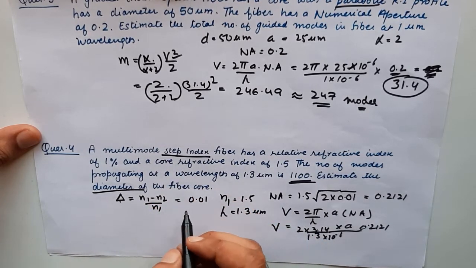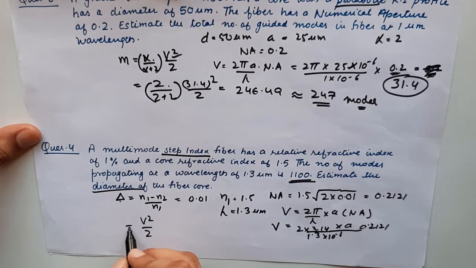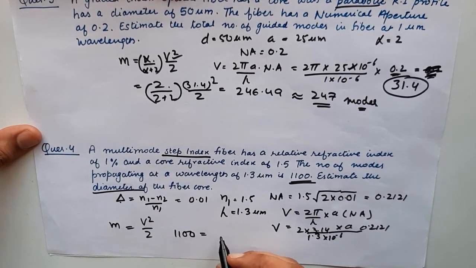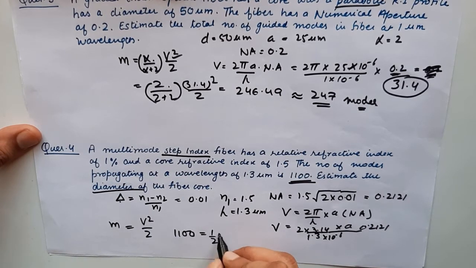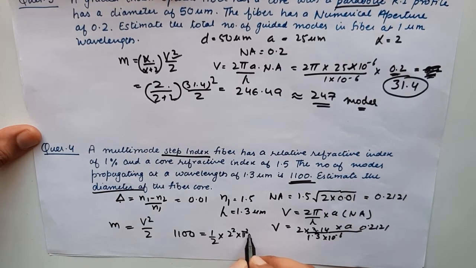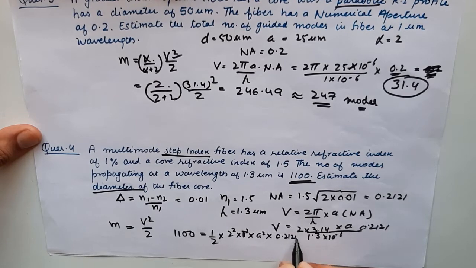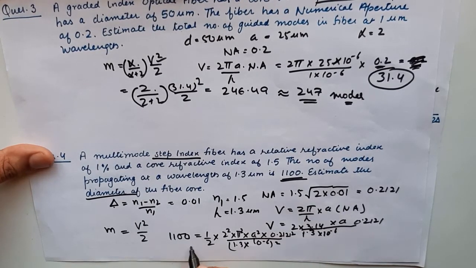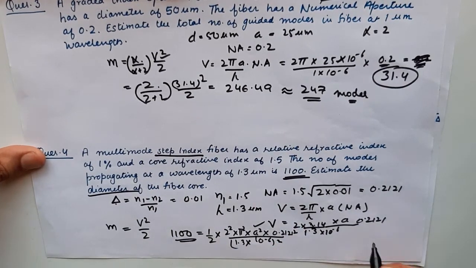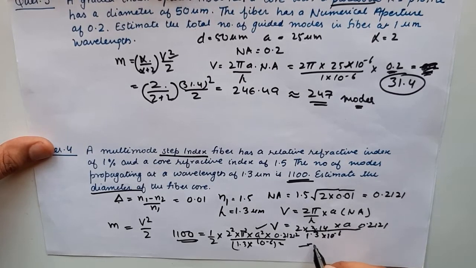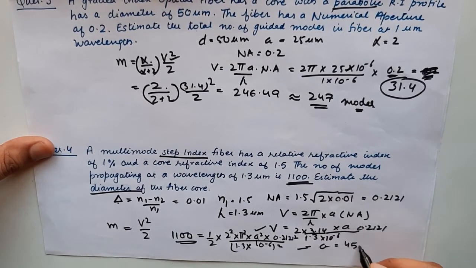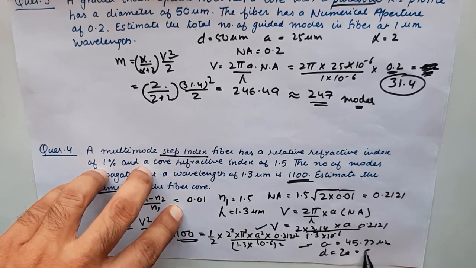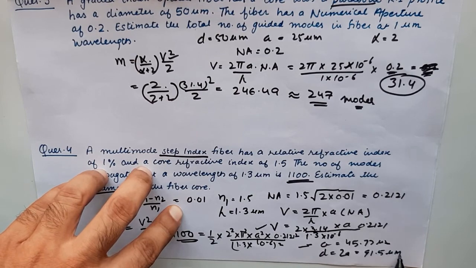This is step index. For step index, we know the number of modes is V square by 2, and M is 1100. So substitute 1100, and this is going to be 1 by 2 into V square, which is 2 square into pi square into a square into 0.2121 square upon 1.3 into 10 raised to the power minus 6 square. Easy. So what we need to do is find a when the number of modes is given. So that's pretty easy. a turns out to be 45.77 micrometer, but we need to find the diameter, which is twice of a, so this is going to be something like 91.5 micrometer.